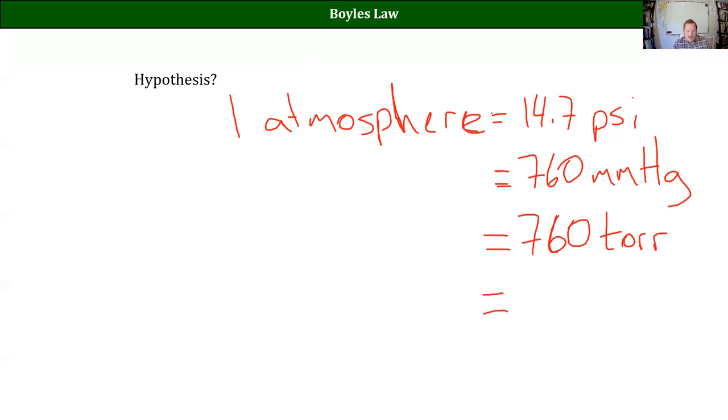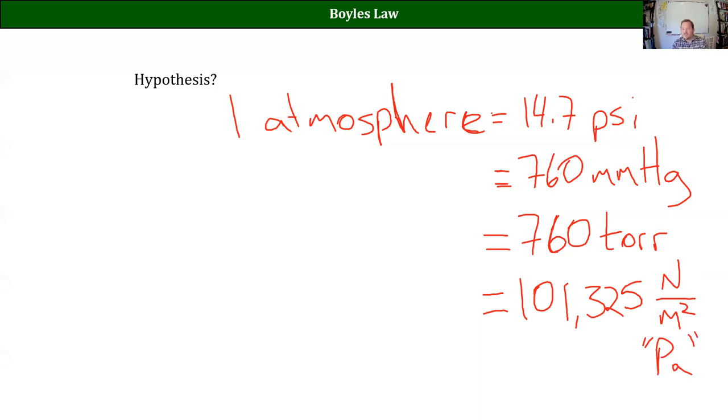If we put it in standard SI physics units, the unit for pressure in SI units is newtons per square meter. Well, a square meter is a lot bigger than a square inch, and a newton is smaller than a pound. And so it actually ends up being a really big number, 101,325 newtons per meter squared, which we also call a Pascal, after another physicist who helped define some of these gas variables.